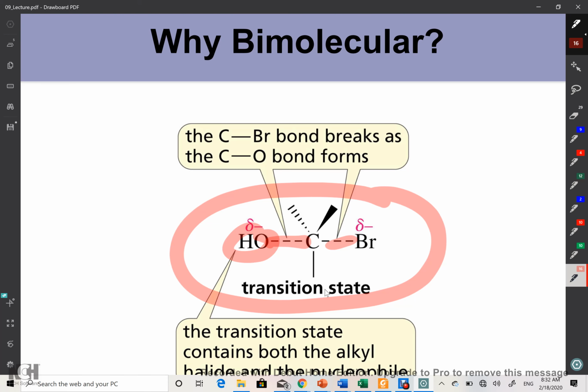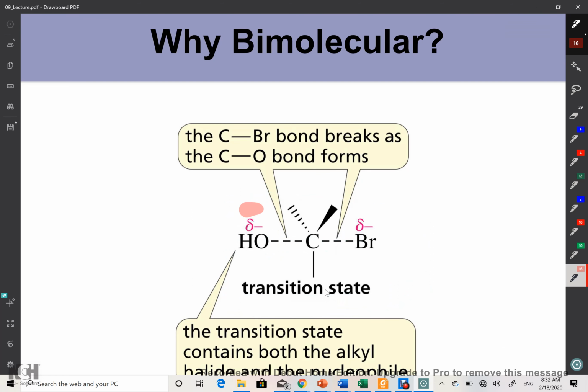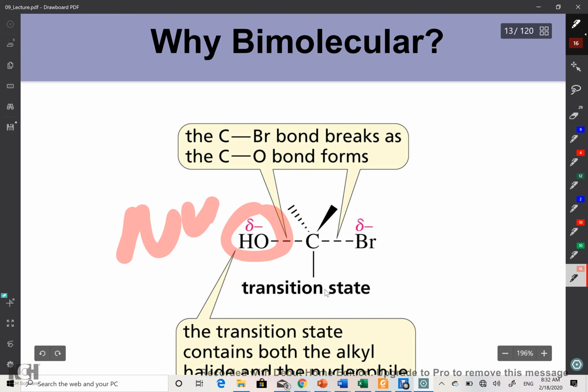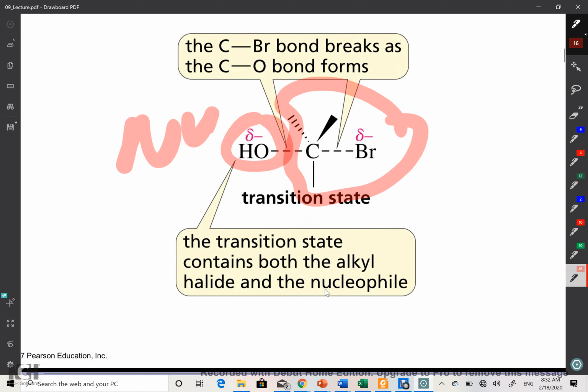So that's what the transition state is all about. As I'm coming in, the other guy is leaving. That's why we refer to that as bimolecular. You notice that at this transition state, two species are involved. This is my nucleophile, the OH, and this is my alkyl halide. Both species are present in that transition state. So that's why we refer to that as bimolecular. Does that make sense?